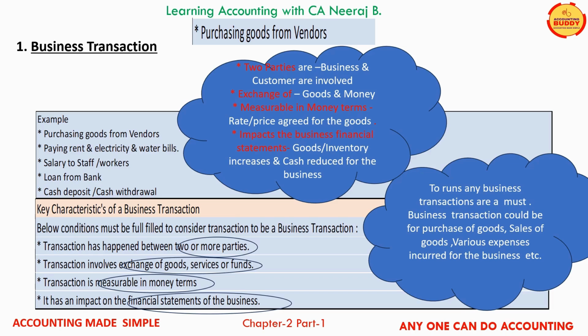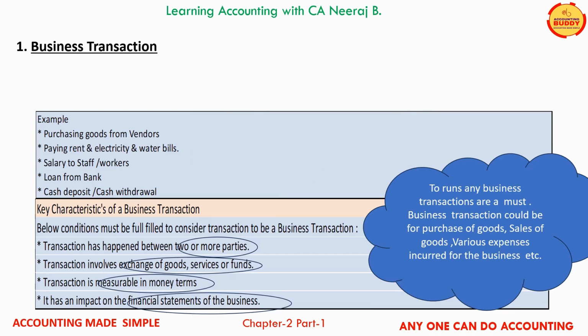Business made payment to the vendor and the vendor supplied the goods to the business. This transaction has financial impact, which is inventory has increased and the cash of the business has reduced, and the entry will be passed in the books of accounts. Therefore, in this example and in all the other 4 examples displayed on your screen, all the basic conditions of a business transaction are fulfilled.